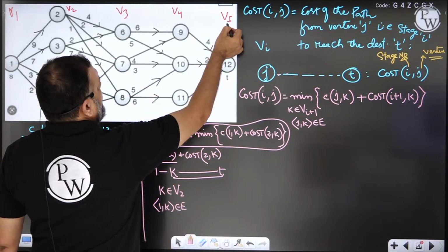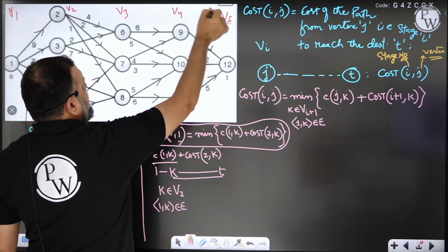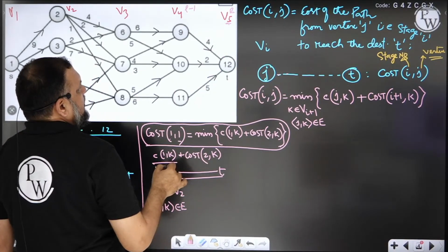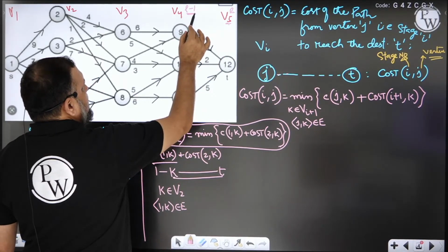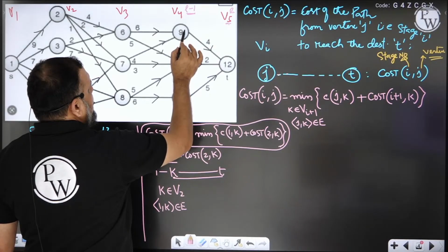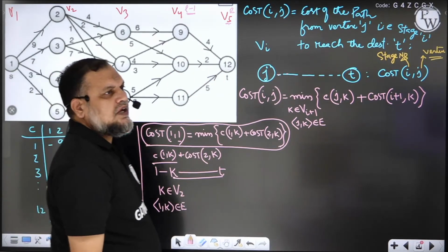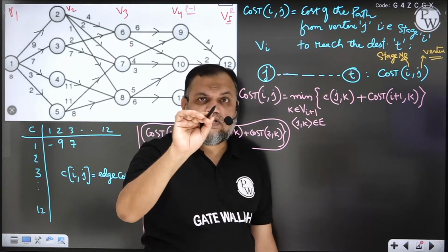If you look at the graph, please observe. When I come to the last but one stage, this is the last stage, the Lth stage. Last but one is L minus 1. So when you come to the L minus 1 stage, the vertices present in the L minus 1 stage, namely 9, 10, 11, they are connected to the destination directly by means of an edge.